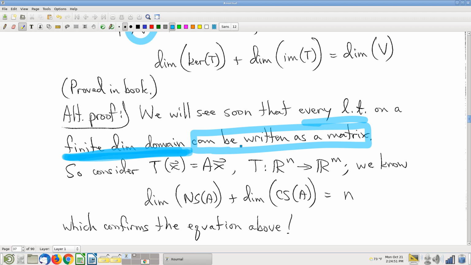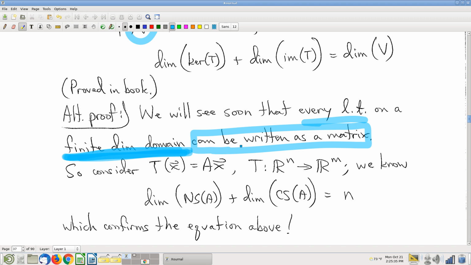And I want to remind you, just a few minutes ago, I said, hey, not every linear transformation is a matrix. There's a bunch of linear transformations that aren't matrices. We saw some, right? We defined a linear transformation from C infinity to R1. That's an infinite dimensional domain, right? And it cannot be written as a matrix. But I'm not saying that every linear transformation can be written as a matrix. I'm saying the ones that have finite dimensional domains, they can be written as matrices. All of them.